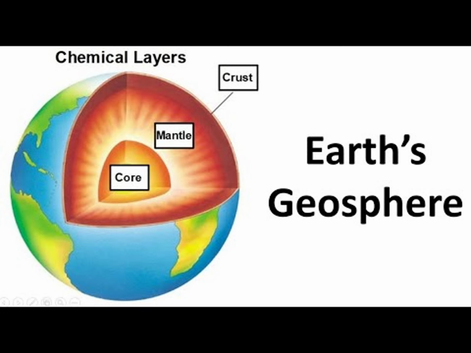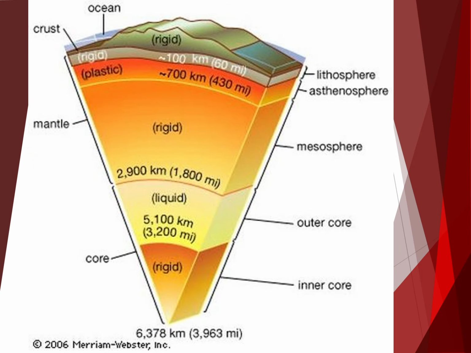The geosphere consists of Earth's core, mantle, and crust. The core is divided into two sections. The solid inner core has a radius of about 1,200 kilometers. The liquid outer core, which is 2,250 kilometers thick, surrounds the inner core. And at 2,900 kilometers, the mantle is the thickest region of the planet. And the mantle is divided into three sections.